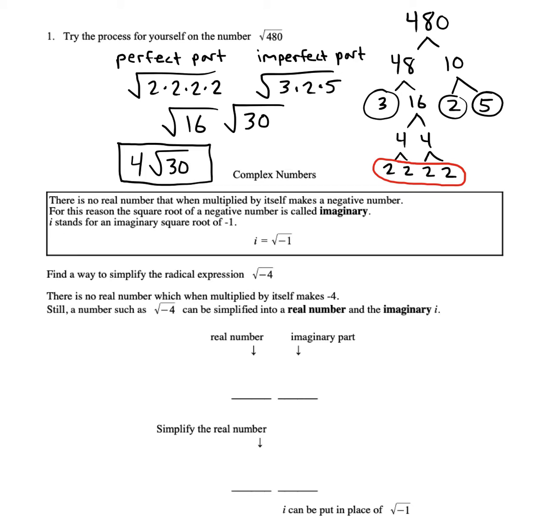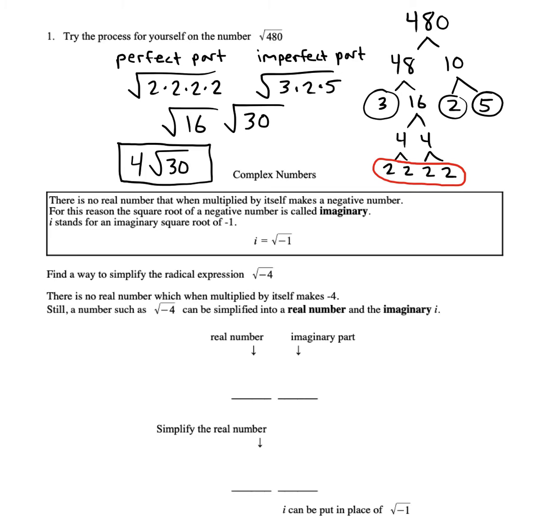Now we'll try it with complex numbers. As we've seen in the past, there's no real number that when multiplied by itself makes a negative. And for this reason, the square root of a negative number is called imaginary. I stands for the imaginary square root of negative 1.